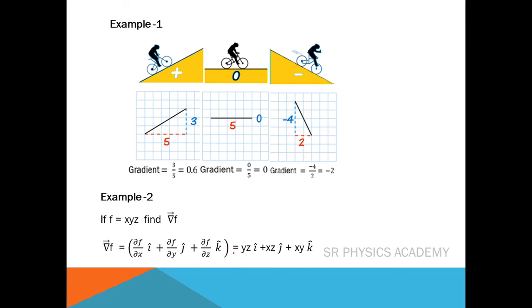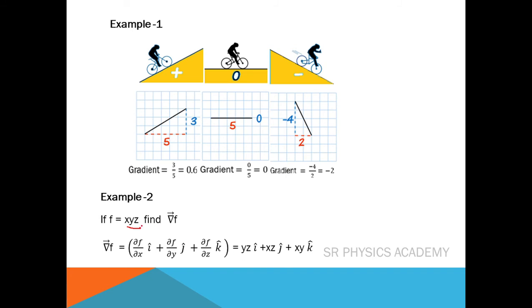Now we know that f is xyz. So when we differentiate, as you already know, instead of f we put xyz with respect to x. In dou f by dou y, instead of f we put xyz. And dou f by dou z is dou by dou z of xyz. Now we differentiate with respect to x of this term.